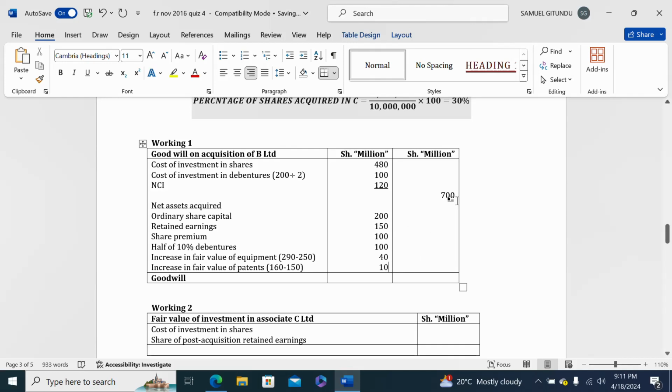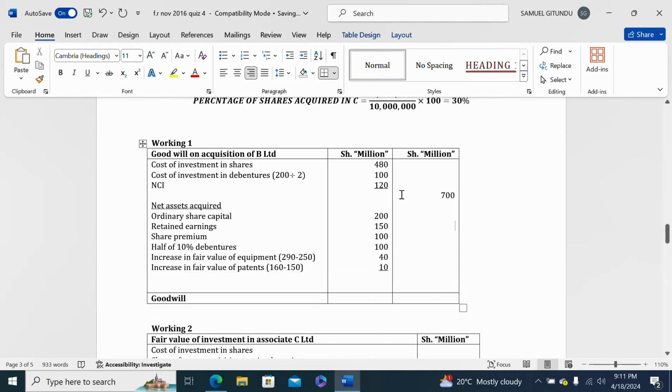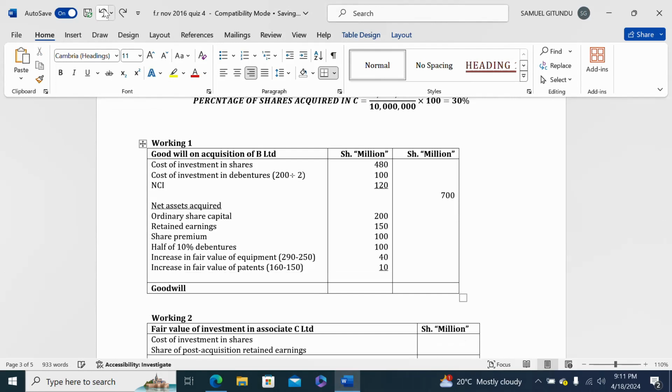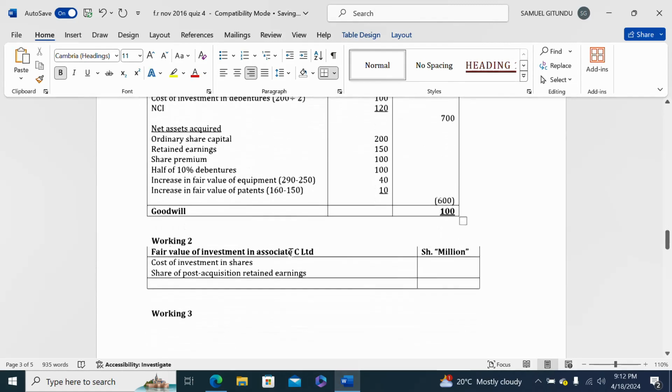If we add all of these, we are getting 600 million, which means that our goodwill is 100 million because it is this 700 minus 600, where 600 represents the net assets which were acquired.